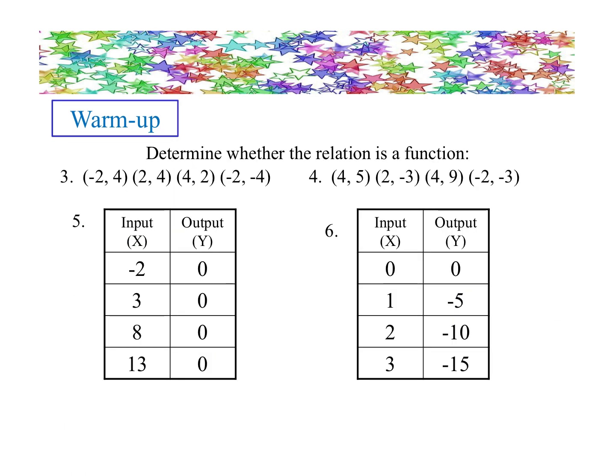So it's a reminder: to determine whether the relation is a function, we only really look at the x. For number 3, we have -2, 2, 4, and -2. In this case, the -2 is repeated, so this is not a function.